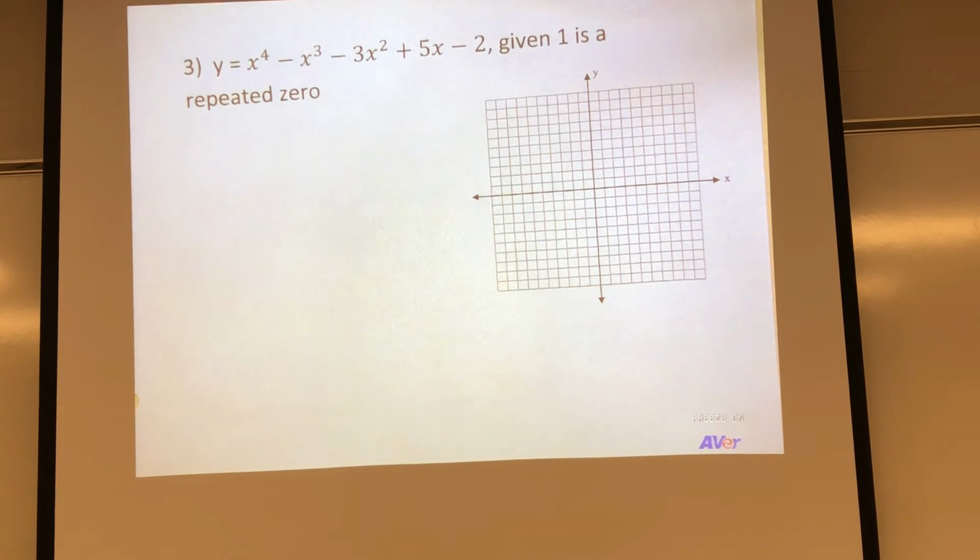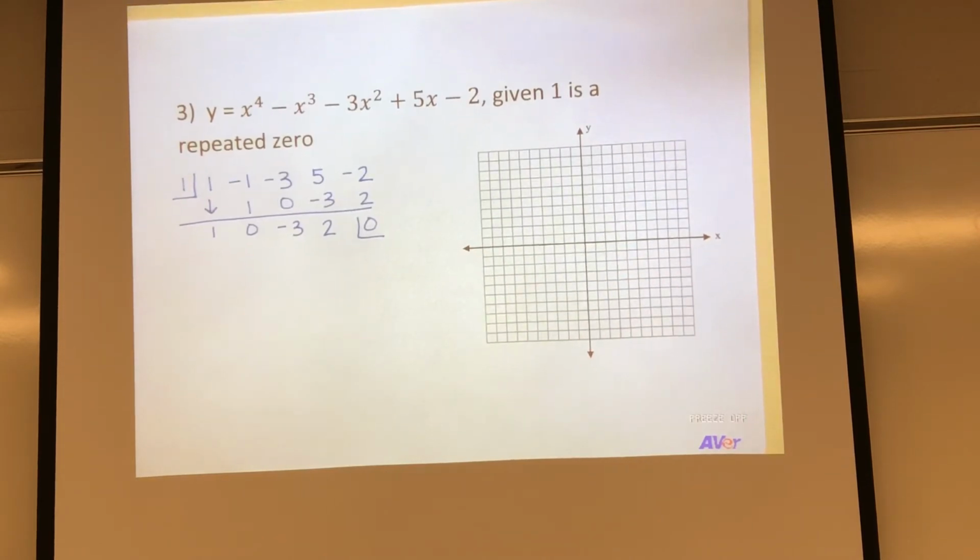But notice that the directions say that 1 is a repeated 0. So that just means when you do your synthetic division that you're going to use 1 twice. Okay, so use 1 and then you'll use 1 again. So go ahead and pause it, try it, do your synthetic division twice, and then come back and check to see if you got it right.